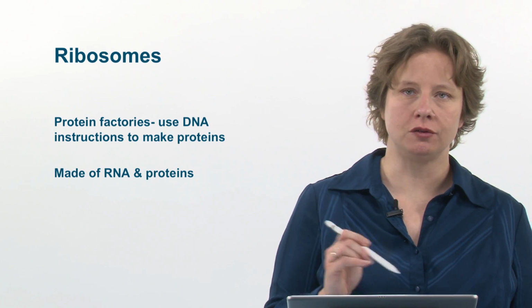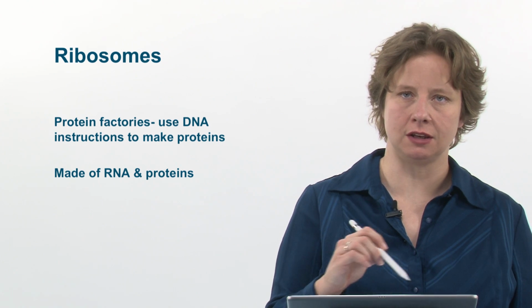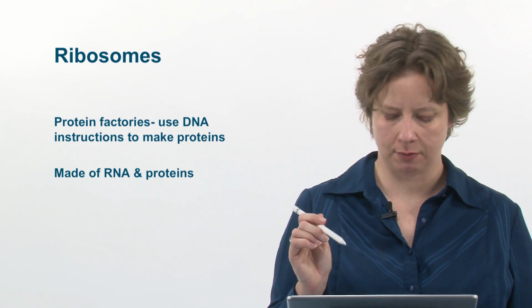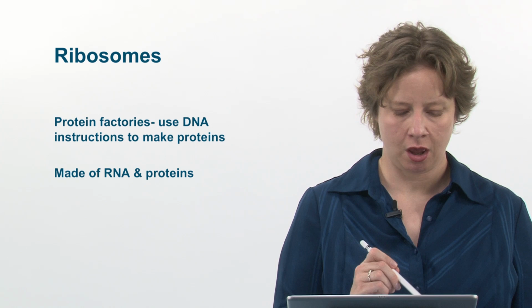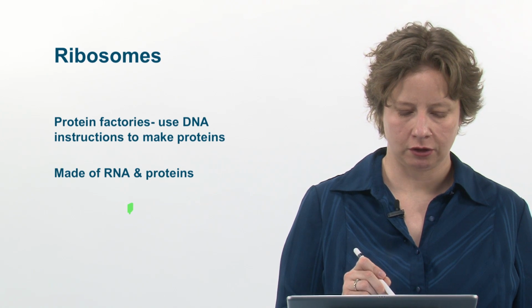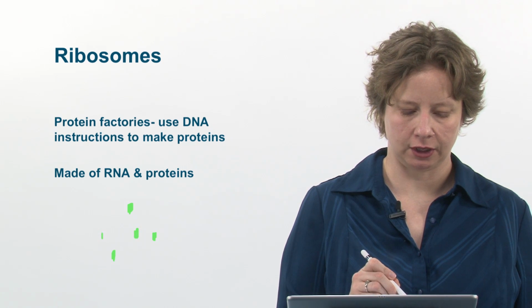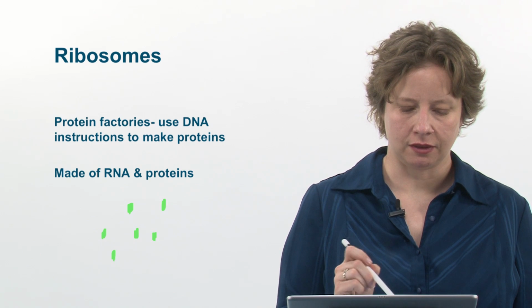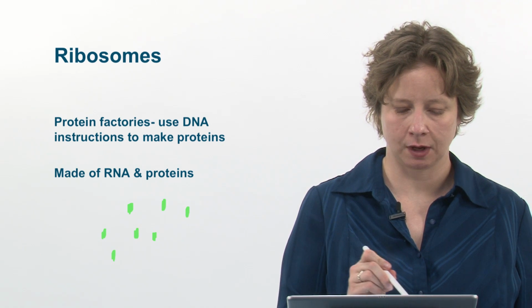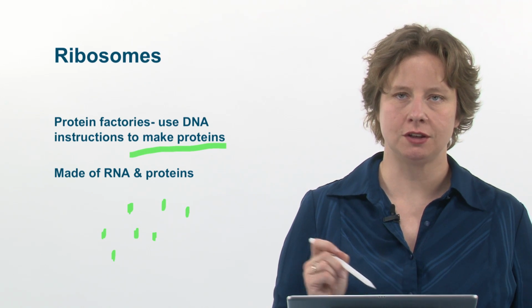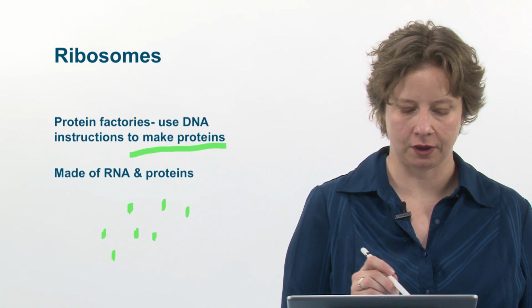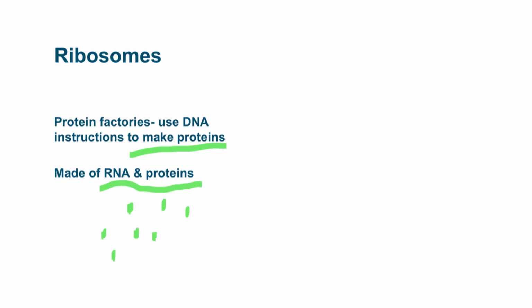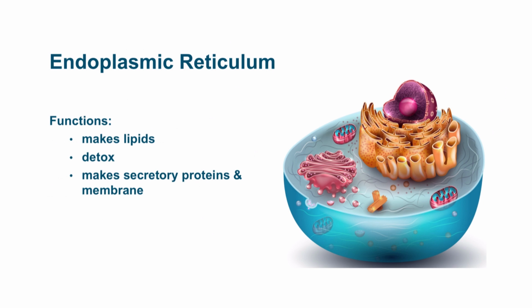Ribosomes are little protein factories, and so you'll see these scattered throughout the cytoplasm. You'll see some attached to other organelles, which we'll talk about momentarily. Looking from above, they're just going to look like little dots. And these do some very important things, making proteins. They use the instructions from the DNA to put the proteins together. They are made of RNA and some proteins themselves.